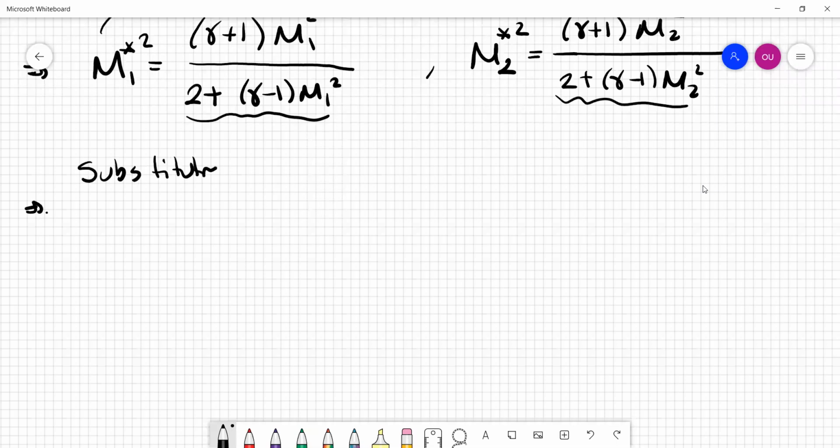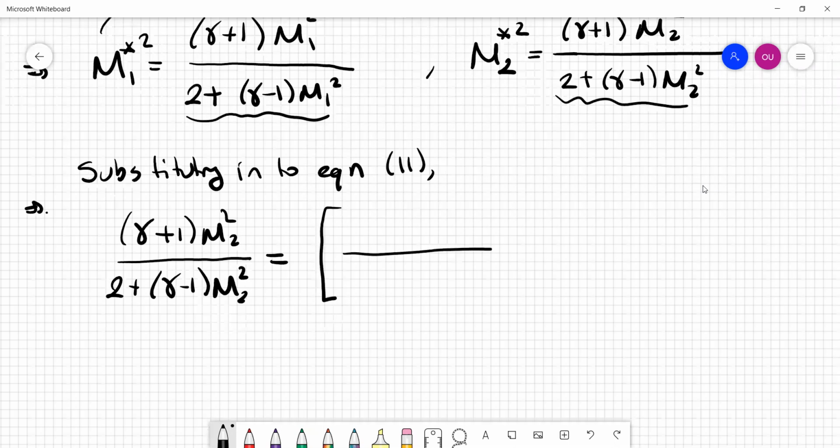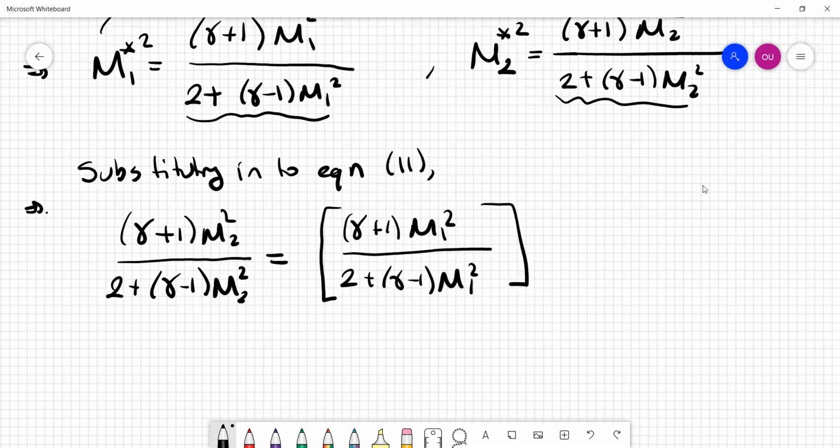Substituting into equation 11, we get this relation. So (gamma plus 1) M2 squared divided by 2 plus (gamma minus 1) M2 squared must be equal to (gamma plus 1) M1 squared divided by 2 plus (gamma minus 1) M1 squared, to the power minus 1.